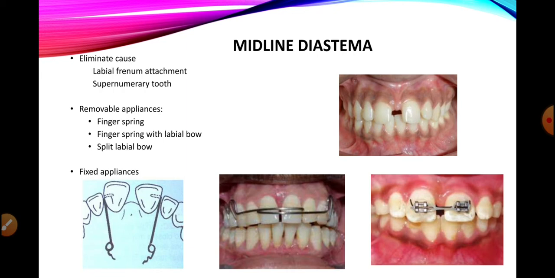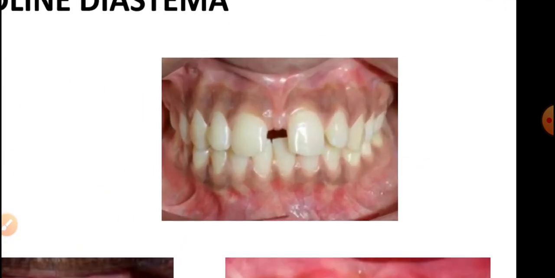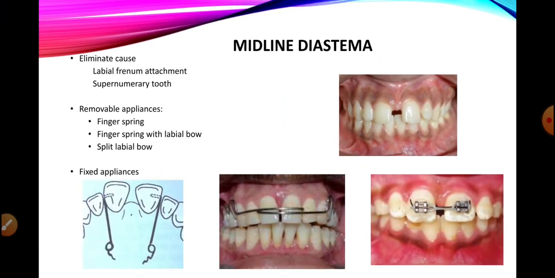So before I move towards the treatment of the midline diastema, we need to rule out the causes of the midline diastema. So there are two major causes of midline diastema. Either a high frenal attachment can be causing a midline diastema. This can be seen here, a very high frenal attachment and a gap between the two maxillary incisors. Or there can be a supernumerary tooth that may be causing a midline diastema.